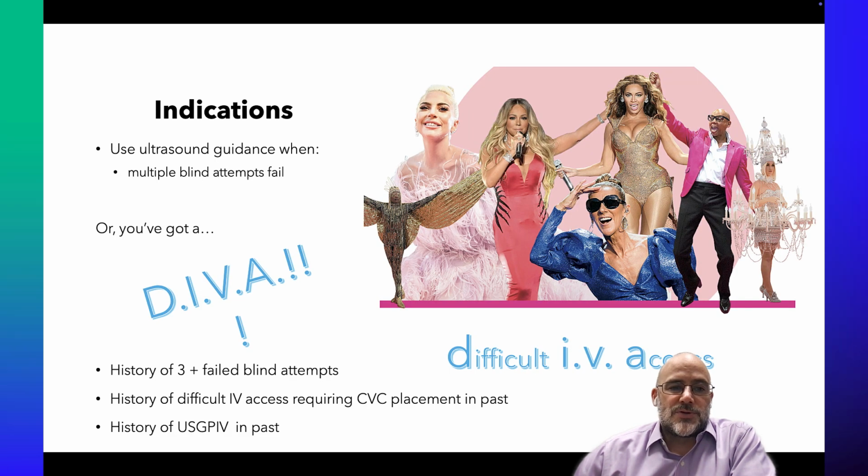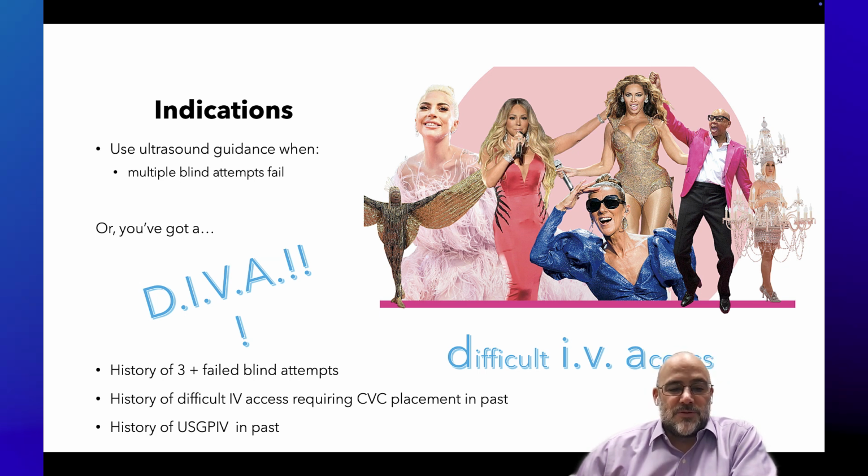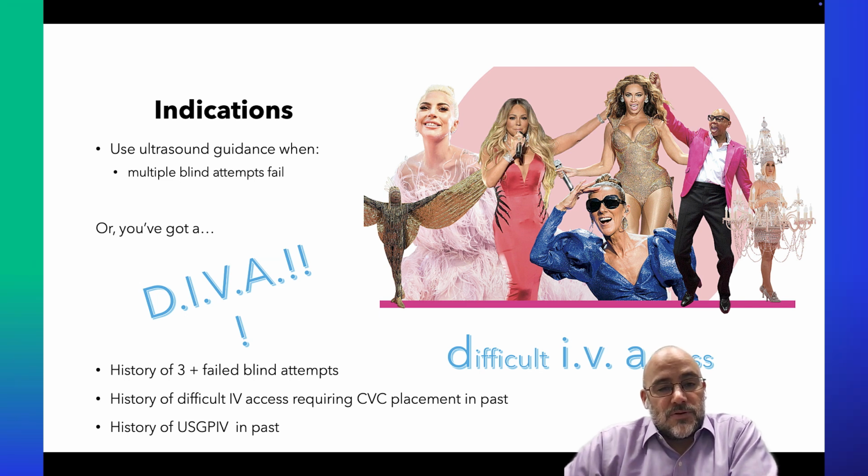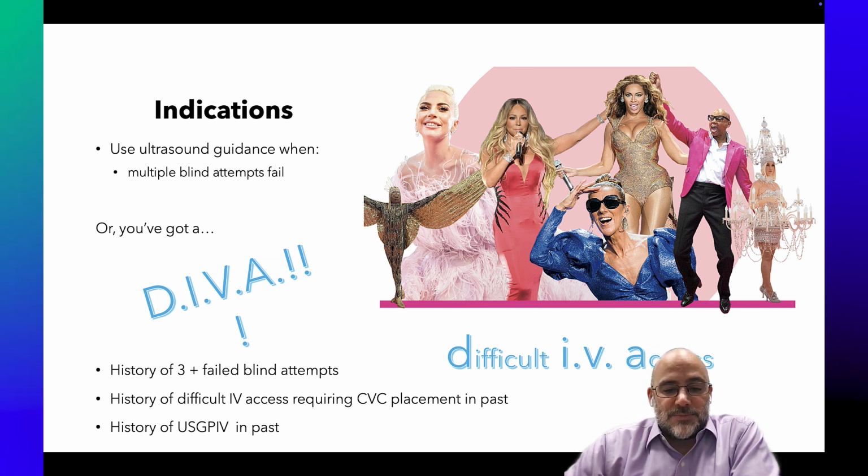So we use ultrasound guidance when multiple blind attempts fail, when we've got ourselves a DIVA, a difficult IV access. This is in fact a term in the literature, and DIVA is defined by a history of 3 or more failed blind attempts, a history of difficult IV access requiring CVC placement in the past, or a history of ultrasound-guided peripheral IV placement in the past.